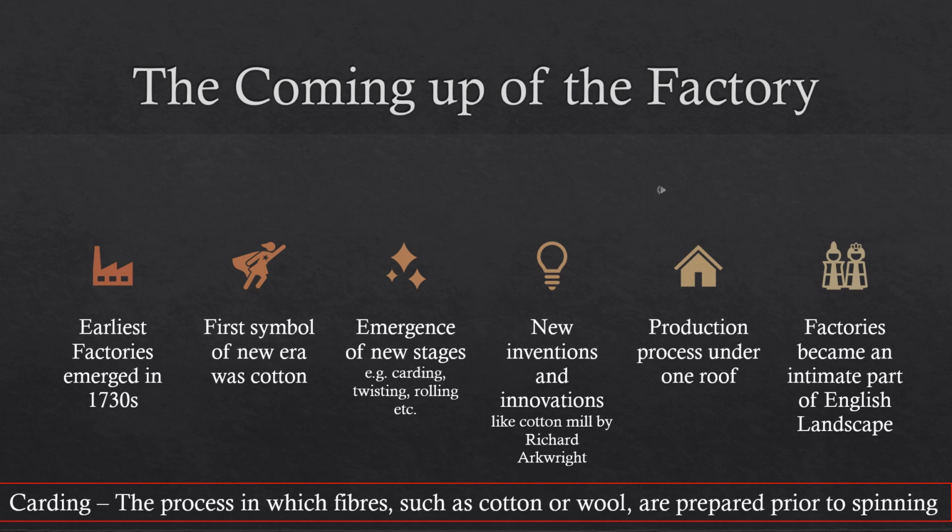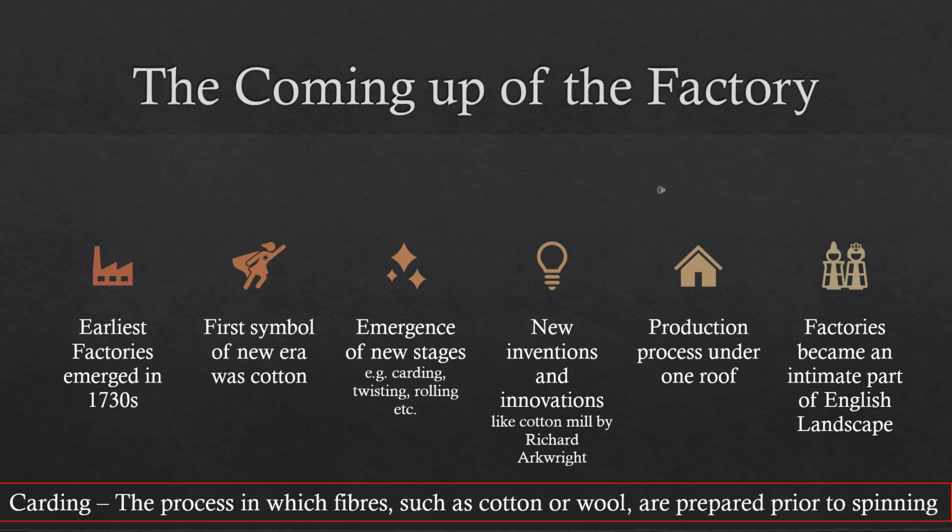Now let's talk about the coming up of the factory. How factories emerged after the proto-industrialization phase. The earliest factories emerged in the 1730s. So in the decade of 1730, the early factories were established in England. And the second point is the first symbol of the new era was cotton. Even in the proto-industrialization phase, we discussed cotton, and cotton became the symbol of the new era.